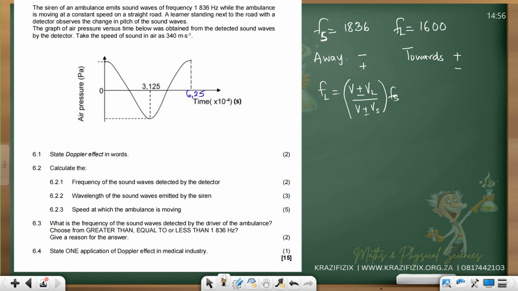Now let's change the formula. Which one is stationary again? The listener, right? I like to just take it out. And I said minus and plus there. What are we going to have? Do we know FL? Yes, 1,600. 1,600. 340 over what? 340 plus VS.